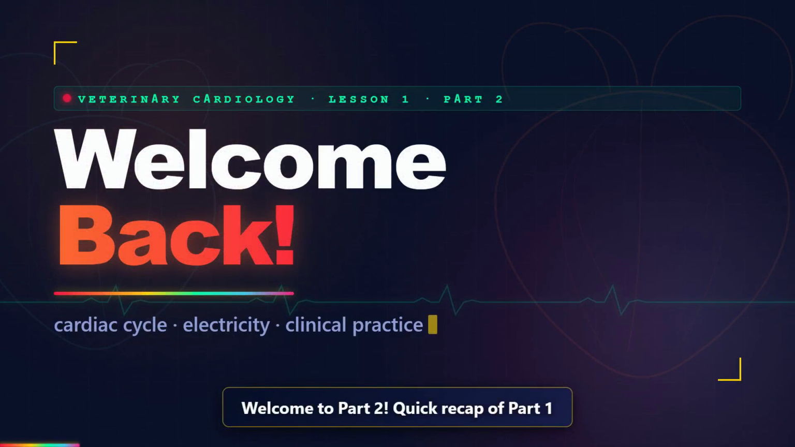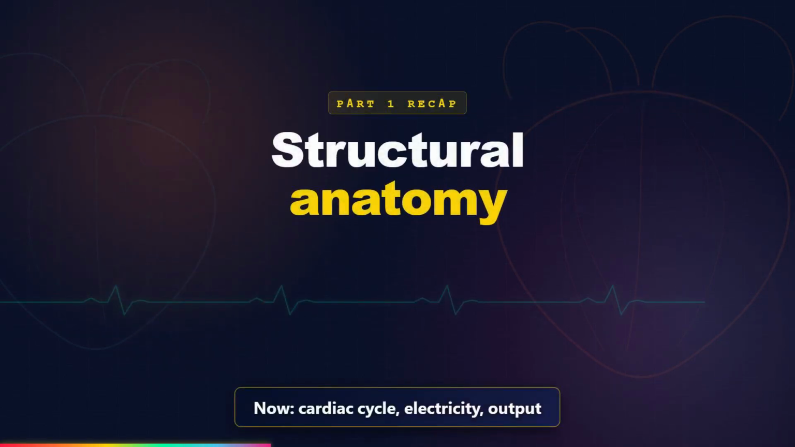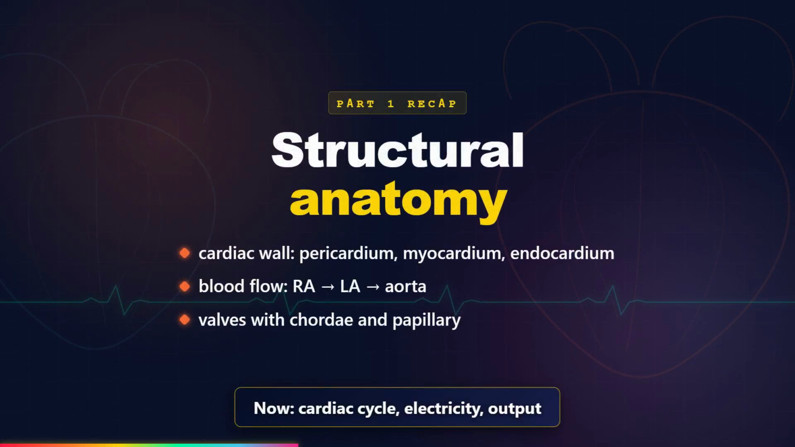If you're just arriving, let me give you a quick recap. In part 1, we studied the full structural anatomy of the heart, cardiac wall, complete blood flow, external and internal structures, and all the valves. Now, in part 2, we're going to bring all that structure to life. We'll dive into the cardiac cycle and understand how the heart actually beats, how electricity propagates through it, how we calculate heart rate and cardiac output.